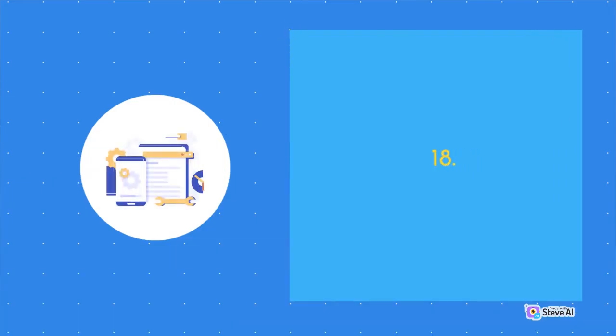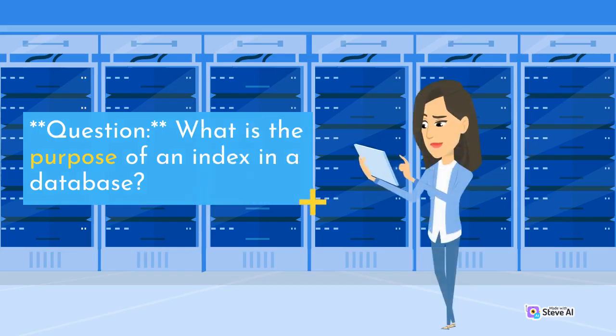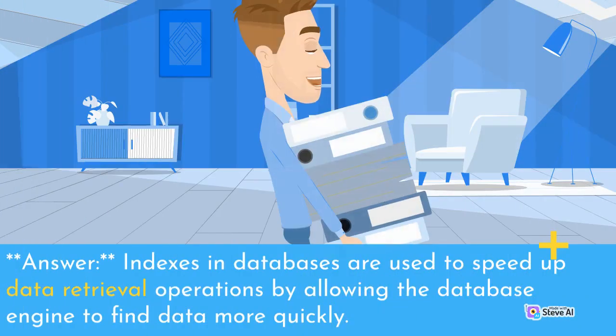18. Question: What is the purpose of an index in a database? Answer: Indexes in databases are used to speed up data retrieval operations by allowing the database engine to find data more quickly.